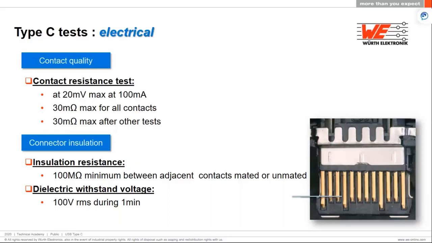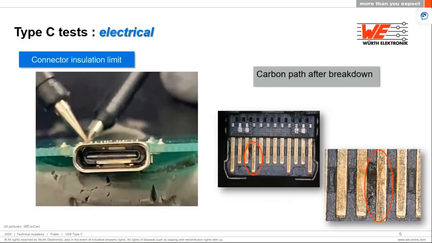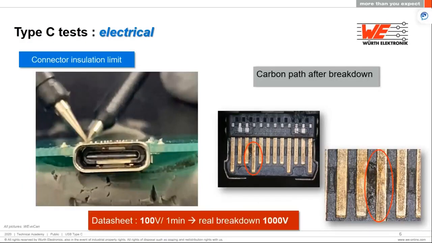100 megaohms resistance is the minimum necessary insulation between the adjacent contacts. And the maximum dielectric withstand voltage given by the standards is 100 volts RMS run during 1 minute of time frame. Now, the USB Type-C 3.1 is given for a working voltage of 20 volts and a dielectric voltage of 100 volts, although the real breakdown voltage could go as high as 1000 volts.